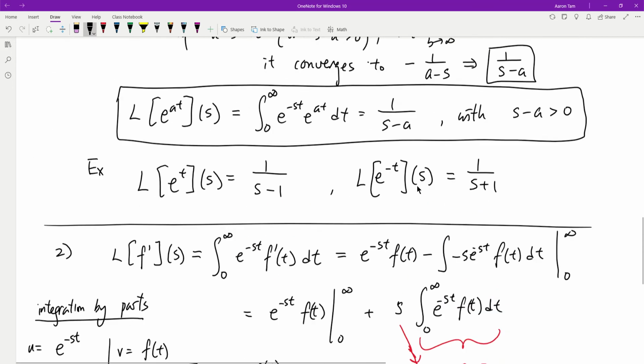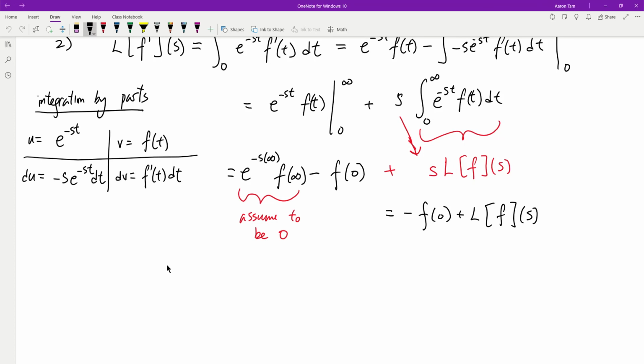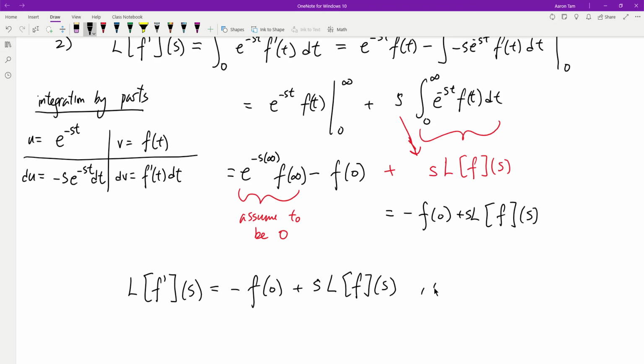So now we have our second formula. That tells us what happens when I take the Laplace transform of the derivative of a function, f prime. That would equal negative f of 0 plus, oops, missing an s times L, the Laplace transform of f. And for this, we have to assume the limit as t approaches infinity of e to the negative st times f of t is equal to 0.